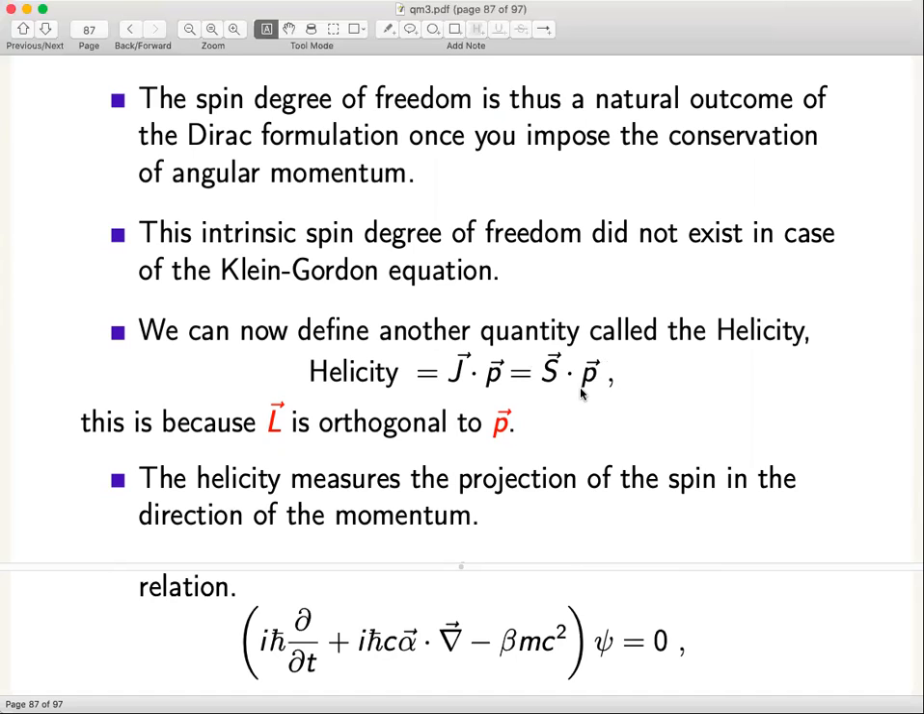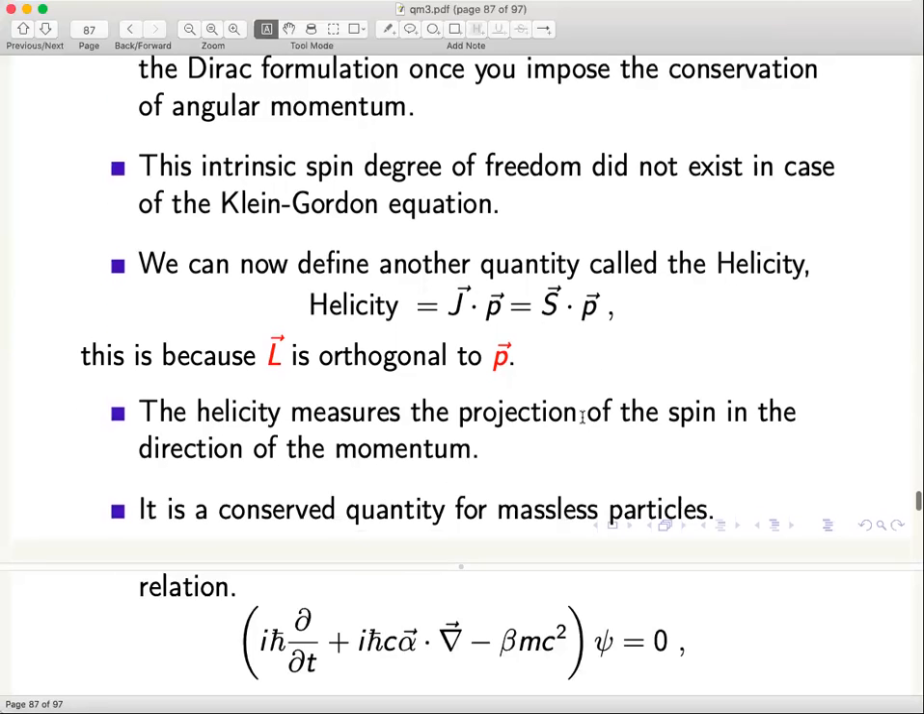You can just get into a boosted frame, and the velocity of that frame with respect to my frame is larger than the velocity that this particle would have. Then the direction of momentum is reversed. And if I say that the helicity is positive, you would say that no, helicity is negative because spin is pointing opposite to the momentum.